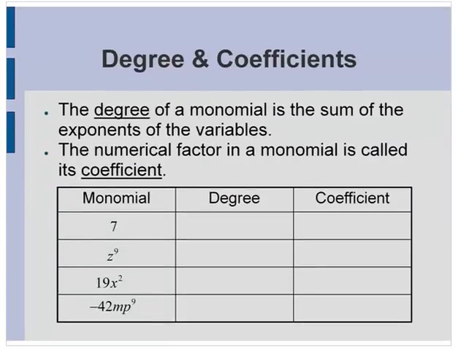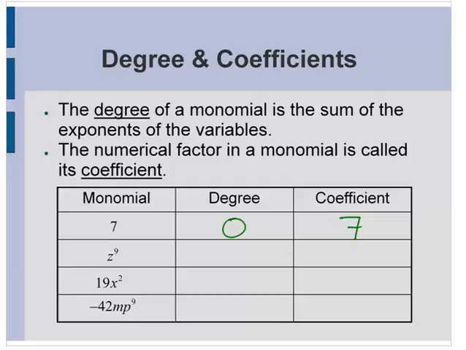Now, if we have a monomial, the degree of the monomial is the sum of the exponents on the variables. And we call the numerical factor of the monomial its coefficient. So if we consider the monomial 7 from the previous slide, the degree is 0. Because there are no variables. The coefficient is 7. It's the numerical factor.